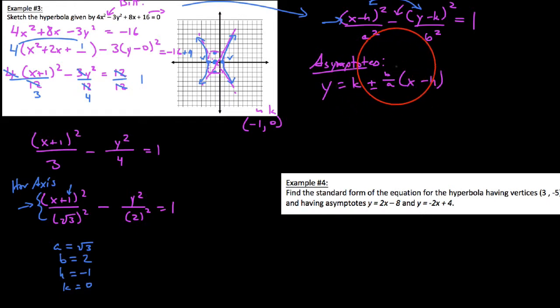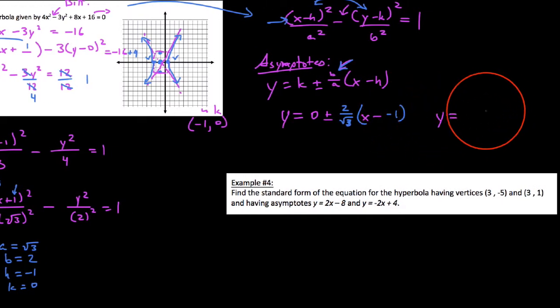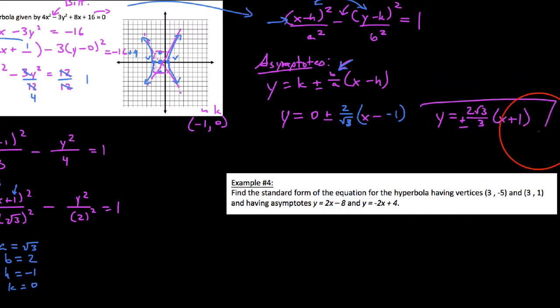Since this was a horizontally oriented transverse axis, it's b over a. Had this been a vertically oriented transverse axis, you're going to have to remember that it's a over b. But in this case the asymptotes are given by k plus or minus b over a, where b is 2, a is root 3, times (x minus h), and our h value is negative 1. So we get y equals plus or minus 2 root 3 over 3 times (x plus 1). That would be the equation of those two lines.